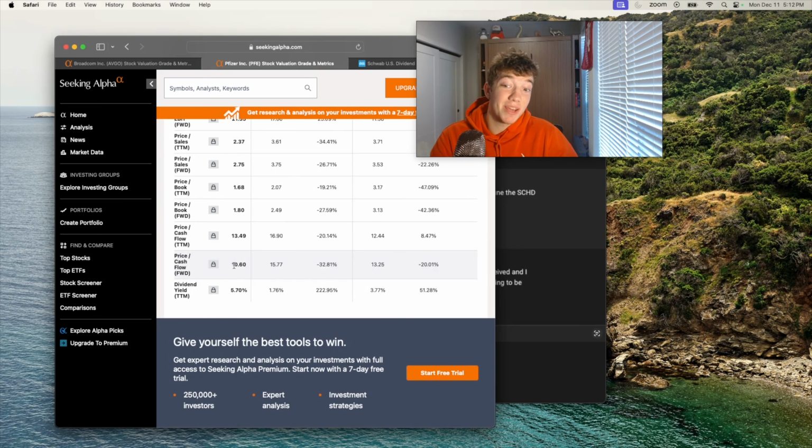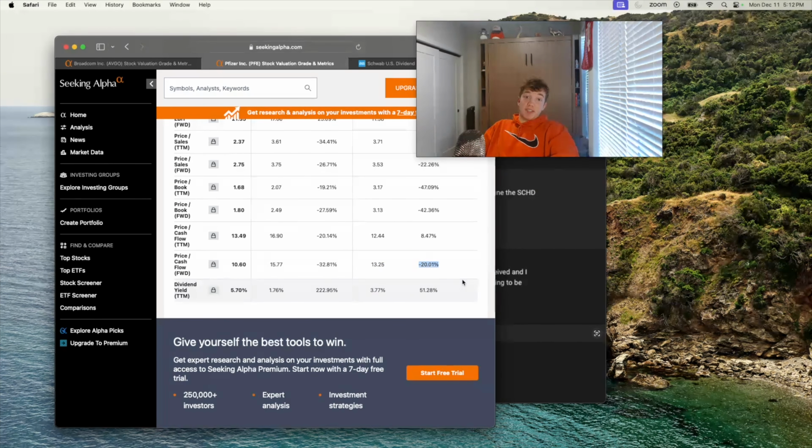Pfizer's is currently 10.6 is the ratio, whereas the average is 13.25. Okay? This gives us a negative number, which could suggest there's a 20% undervaluation in Pfizer right now, relative to how it's traded in the past 5 years. I don't want to oversimplify this. I know there's other factors involved, especially with Pfizer and COVID and everything.